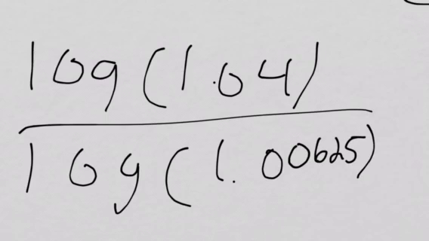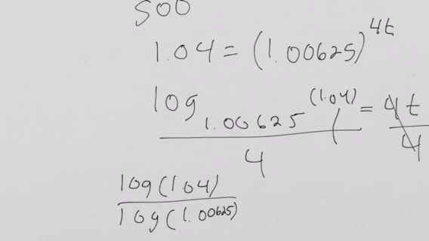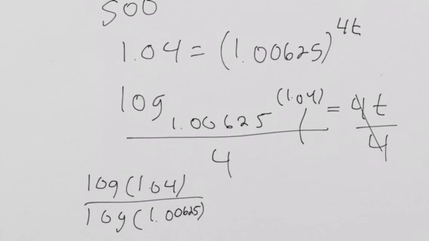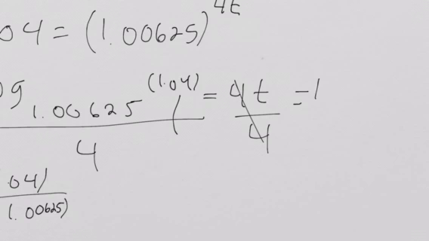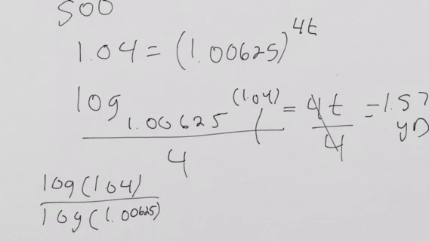0.00625. Okay, that's your change of base formula, right? And then you have to, it's not going to let me draw here, but you have to divide that whole thing by 4, just like we were doing before. So let's get an answer. Let's see. All right, I'm getting 1.57 years roughly.